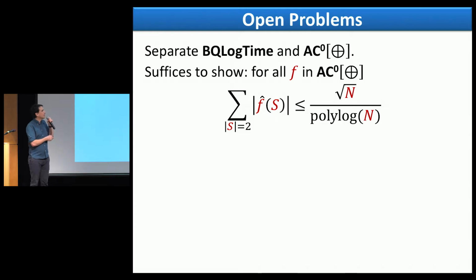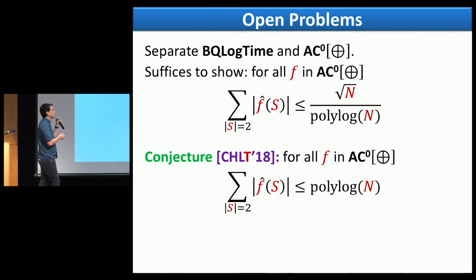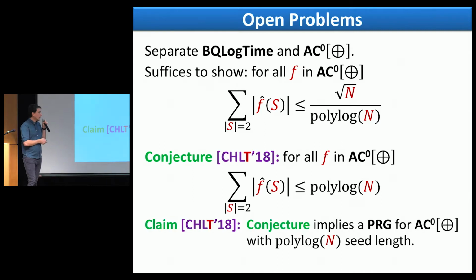We know a bound of square root n times polylog n. So we are really polylog apart from what we need. But we actually suspect that the right answer is much smaller than that. So we need this, but we actually conjecture that this is the right answer, polylog. And if this is true, then we would get a PRG.